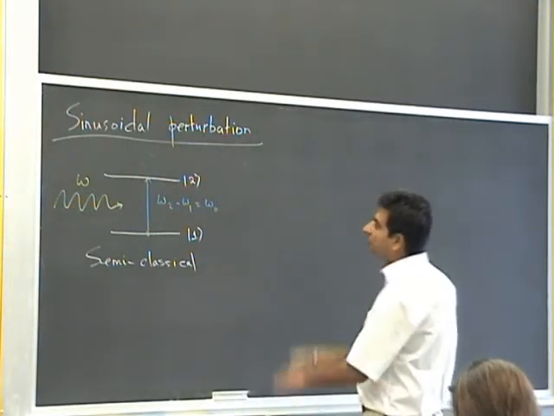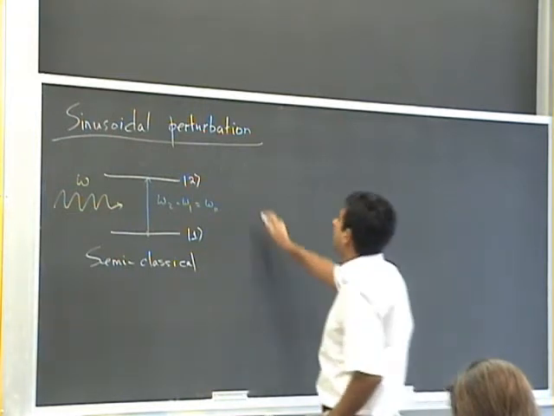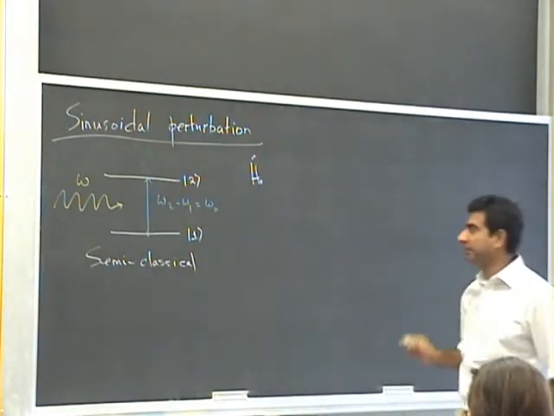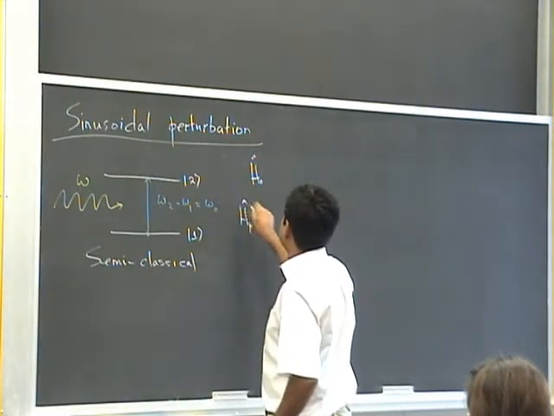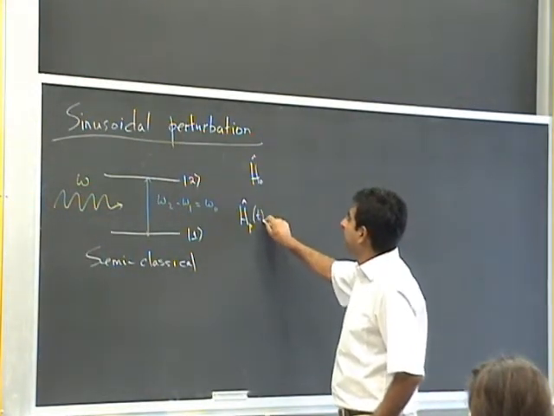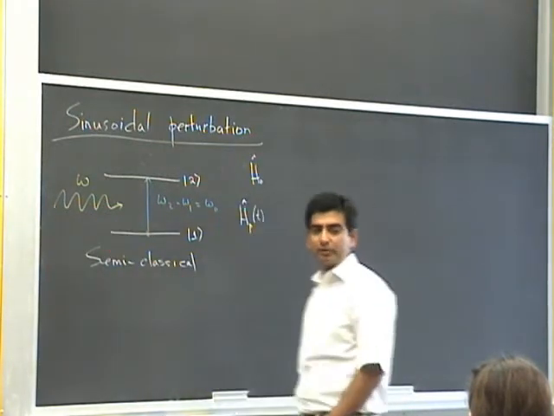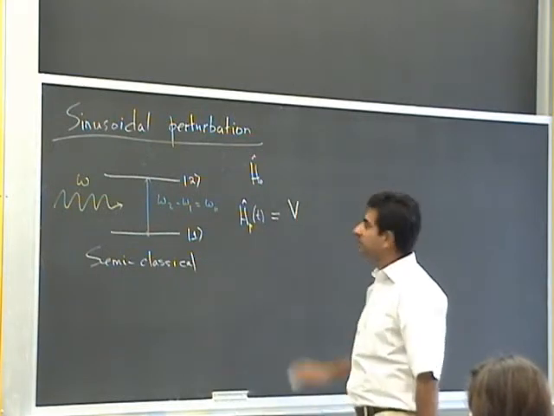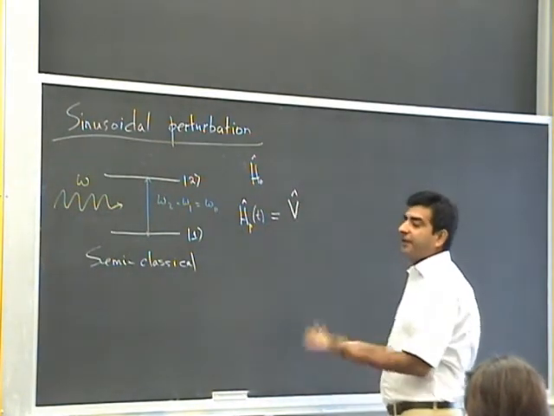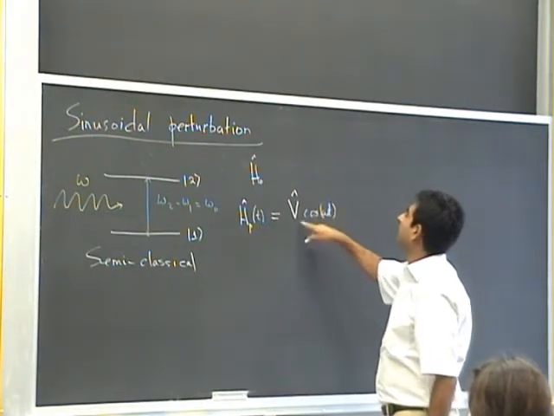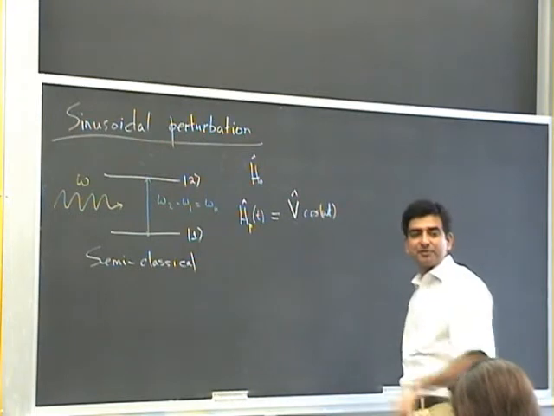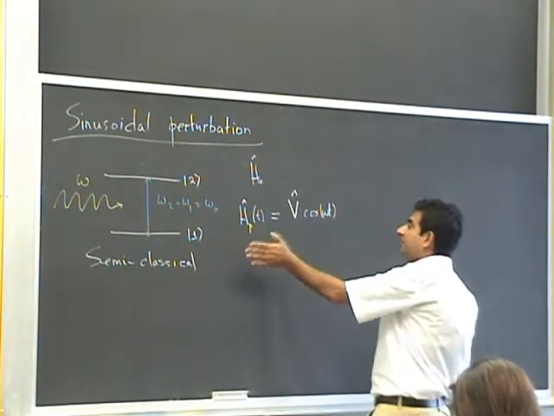Now, let's model this system. What do we have here? We have some background Hamiltonian H naught. We don't care what this Hamiltonian is for the time being. Our perturbative Hamiltonian HP is a function of time. This perturbation is caused by this incoming light. It will have some amplitude, let's call it V, some operator associated with it. This will have dimensions of energy, and it's varying with time, cosine omega t. We don't care for the time being what this V is, but it's some operator V which has dimension of energy. So now the perturbation is cosinusoidal.